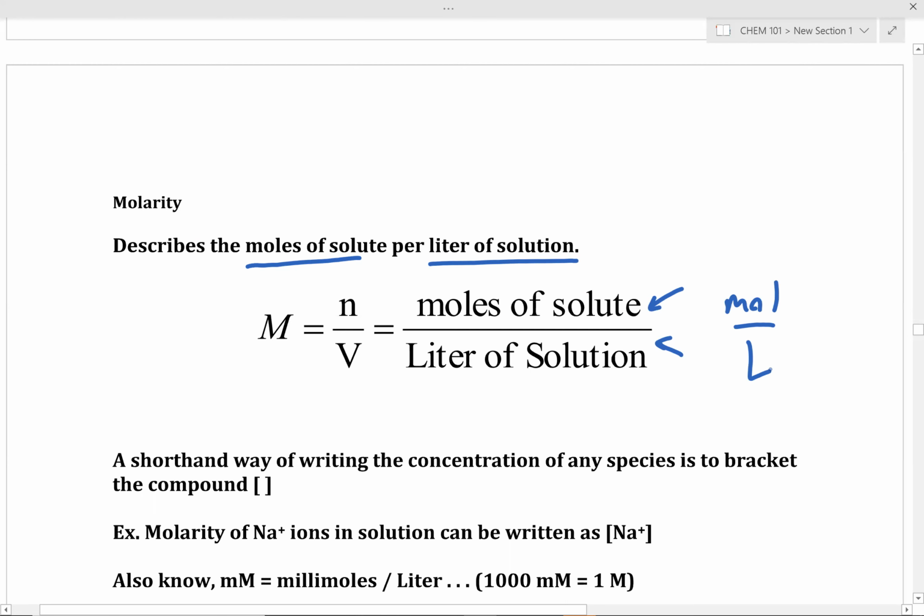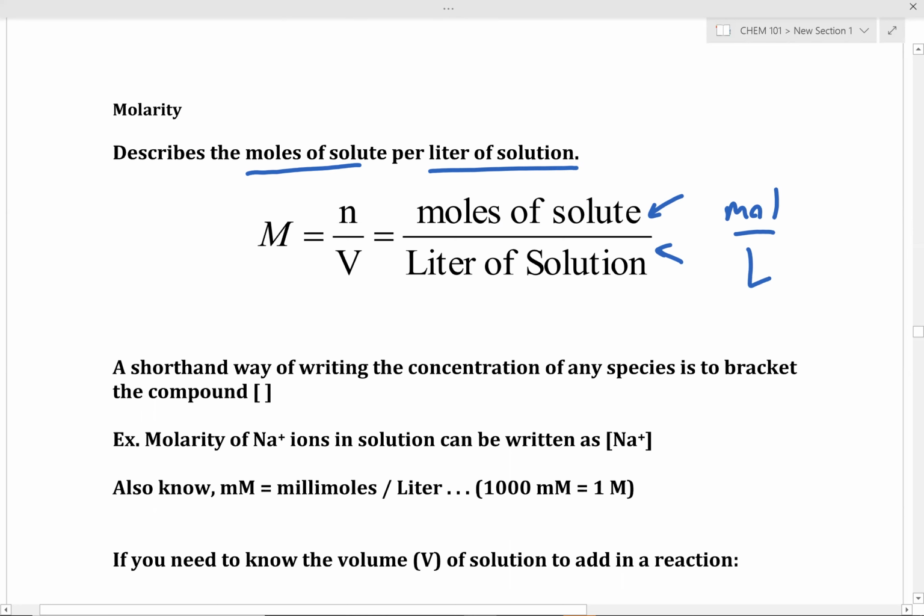Okay, a shorthand way of expressing concentration is to place your species in brackets. So for example, if you have Cl minus in brackets, we're describing the concentration of chloride. And that's the convention your book will use throughout, especially in 102.